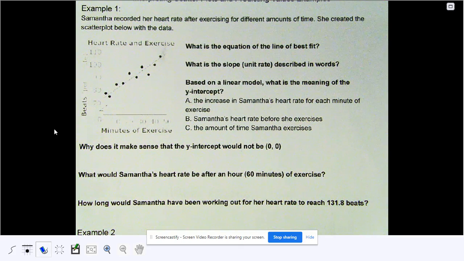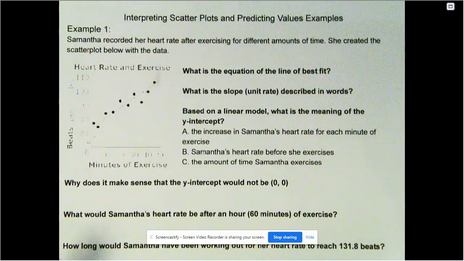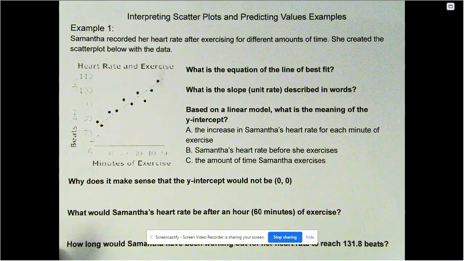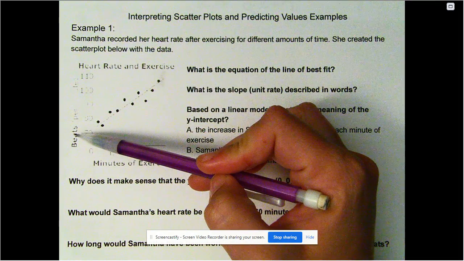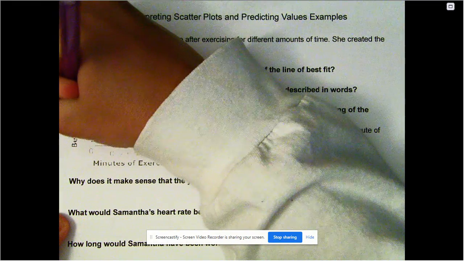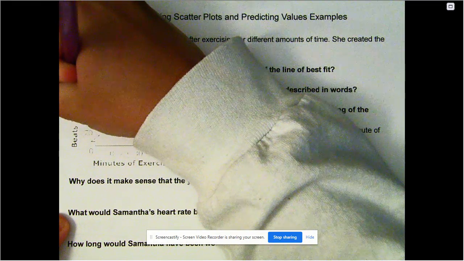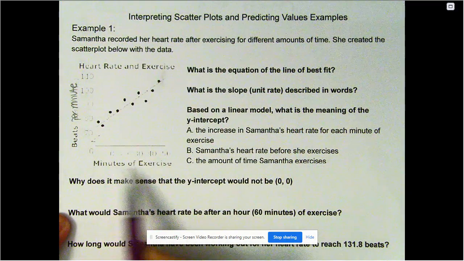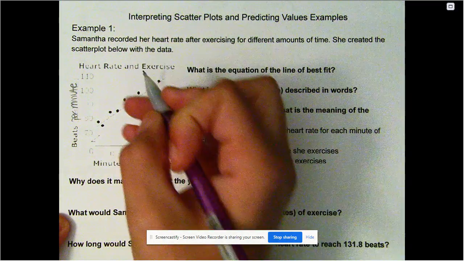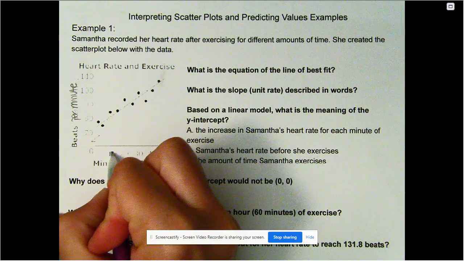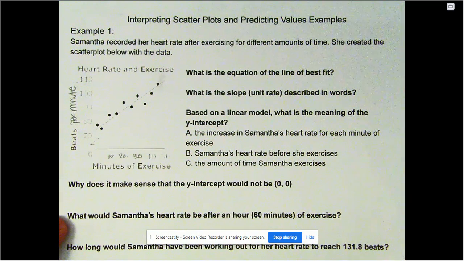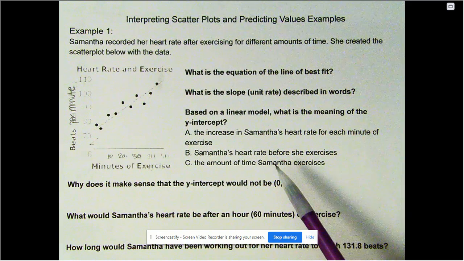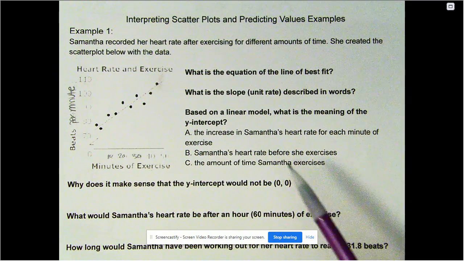Okay, in this particular video, we are going to be going over interpreting scatter plots and predicting values, and these are the examples. I know my graph printed off a little bit crazy, but this is talking about beats per minute. And then it's per minute of exercise on the bottom, so the amount of exercise, and it goes up by tens: 10, 20, 30, 40, 50. You also have a copy of this in Google Classroom.